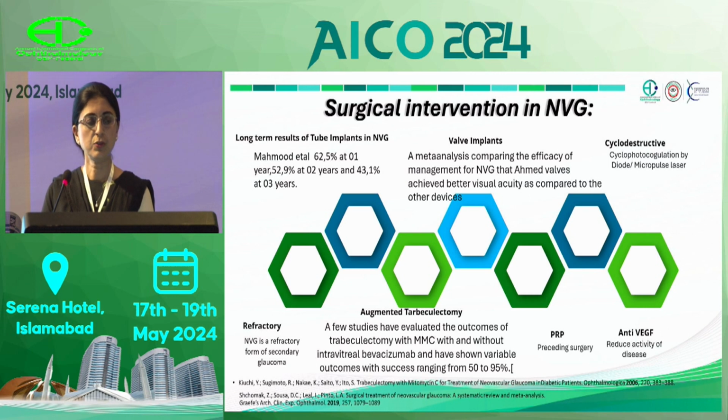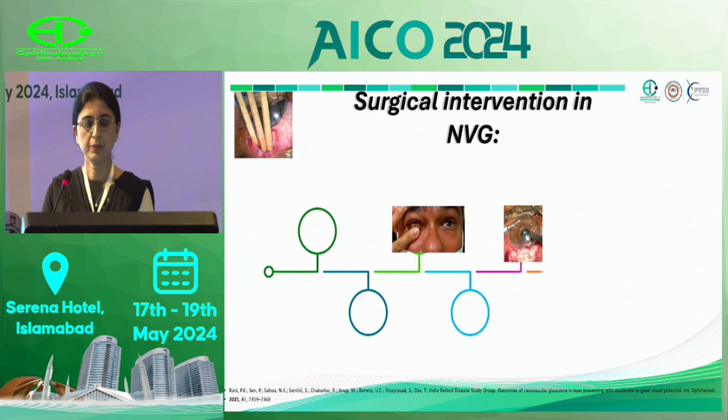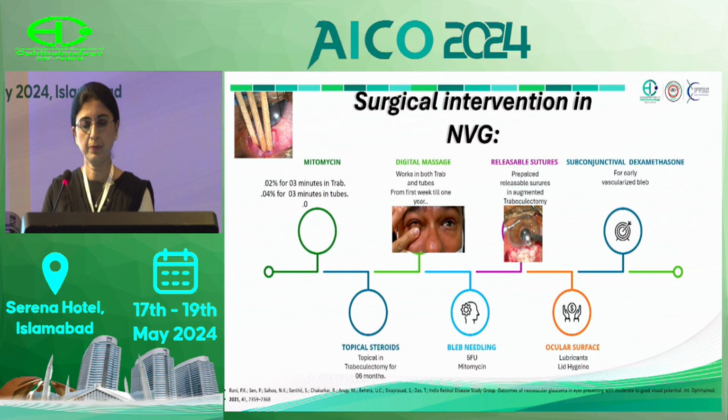So there's the long-term success reported by Mahmood et al.: 62.5% success at 1 year and 52.9% at 2 years in NVG patients. Because it is a refractory glaucoma, surgery has to be combined with certain modalities so that we can make it successful. Mitomycin is used in tube and trab in different concentrations, digital massage is used afterwards, and pre-placed releasable sutures give better control of the bleb afterwards. To reduce inflammation, subconjunctival dexamethasone is injected post-operatively to reduce vascularization, with intense steroid, bleb needling whenever required, and ocular surface health maintained by using preservative-free lubricants.